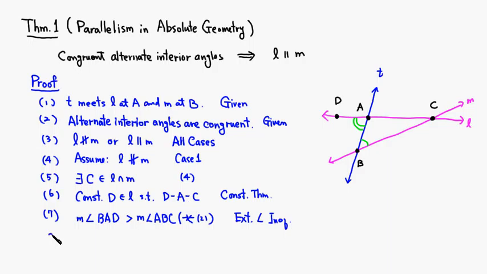Therefore, we know that L is parallel to M by the rule of elimination, which was case 2. That's it. I hope that this was clear.